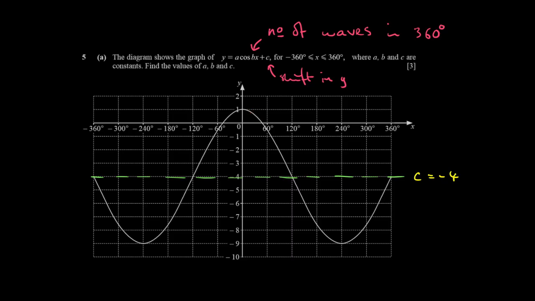Because we can go down here. That looks like a quarter of a wave. And then that's half a wave. And then we go up to here, and that basically looks like 3/4, doesn't it? So we're going to say, okay, B is equal to 3/4, because we've got 3/4 of a wave in 360 degrees.